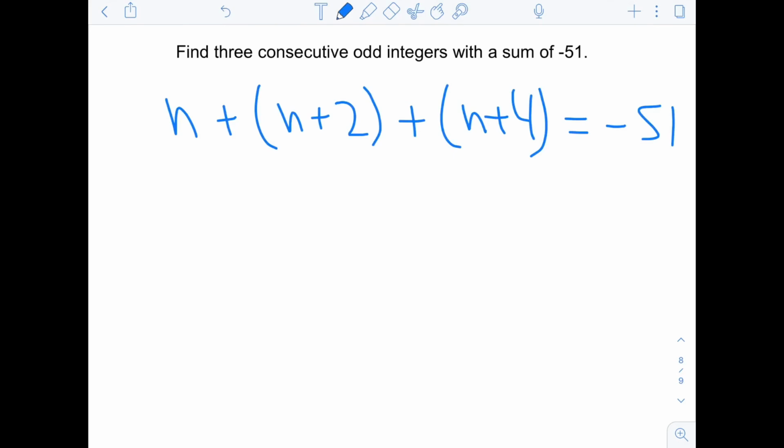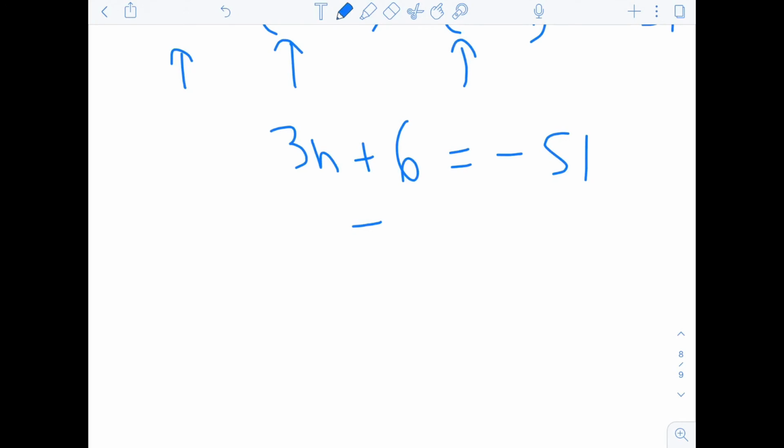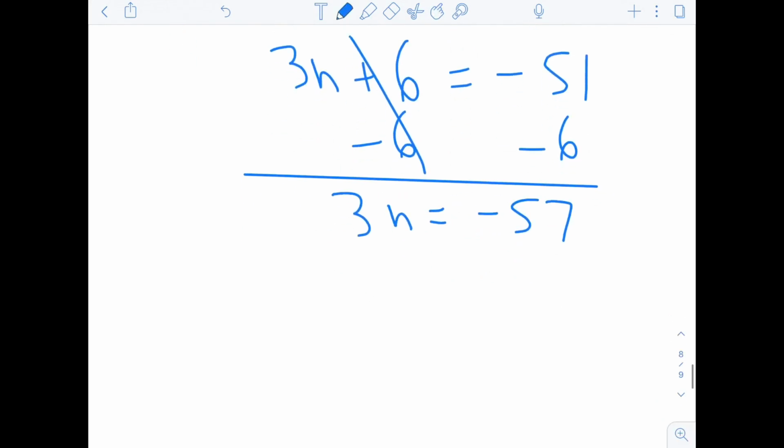So let's combine the like terms. n plus n plus n, that's 3n, and 2 plus 4 is 6, so that's 3n plus 6 equals negative 51. To solve this, we're going to subtract 6 from both sides, and you're going to be left with 3n equals negative 51 minus 6, so that's negative 57. Then we're going to divide by 3 on both sides, so you're left with n equals negative 57 divided by 3, which is negative 19.